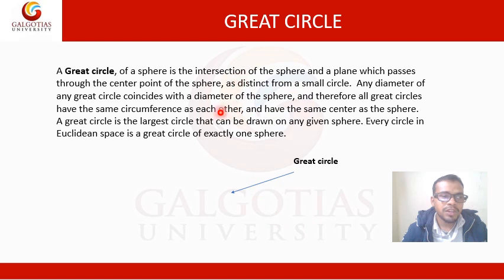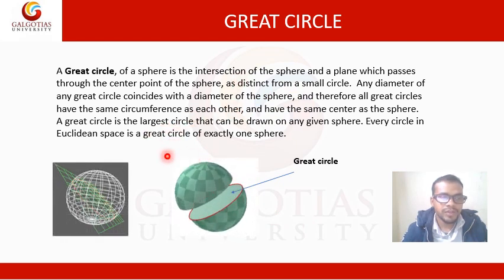Let me think about a great circle. What do you think about a great circle? A great circle of a sphere is the intersection of the sphere and a plane which passes through the center point of the sphere, as distinct from the smallest circle.